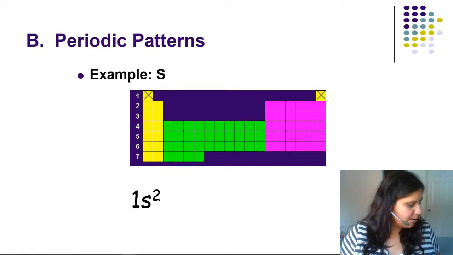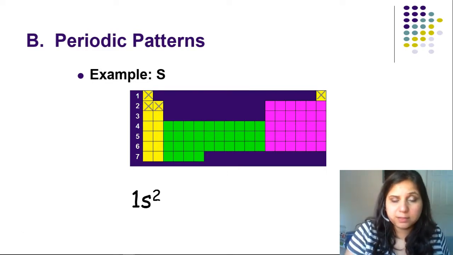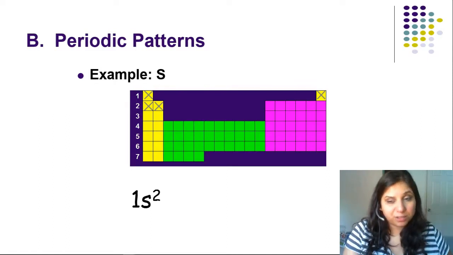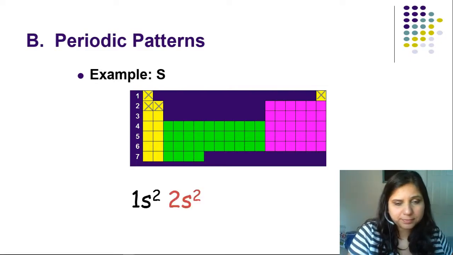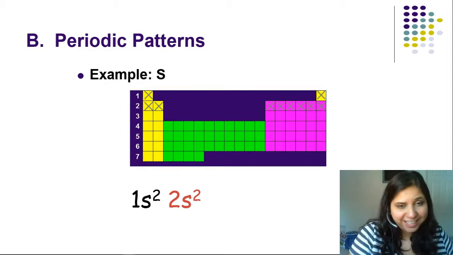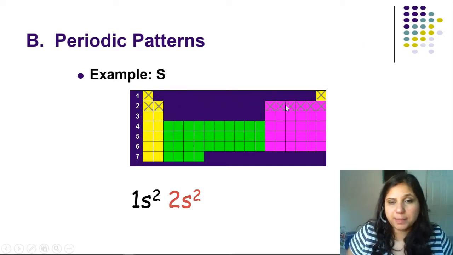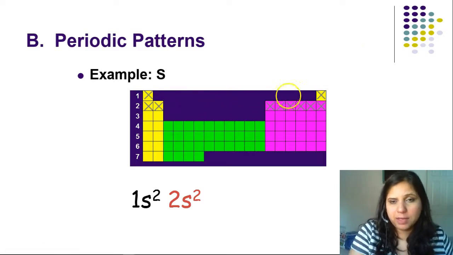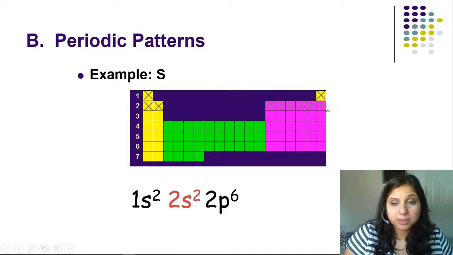Okay, now I'm changing the row, so I'm going to go into the second row. This is the s block again, and it takes 2 steps to get out of the s block, and I'm going to change color, so I need to write that down. So that's going to be 2s2. Now, jump across. I'm still in the second row. I'm now in the p block, and it takes 6 steps to get across the p block. 1, 2, 3, 4, 5, 6. So I'm going to record that as 2p6.